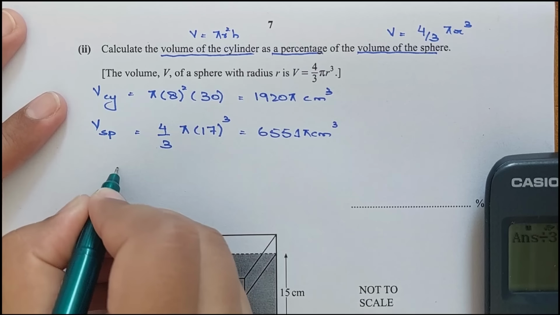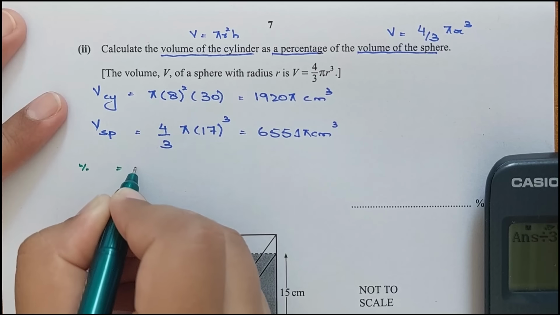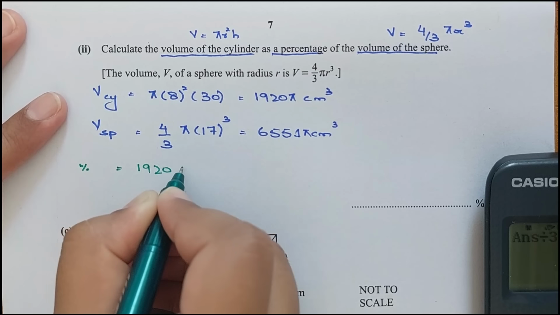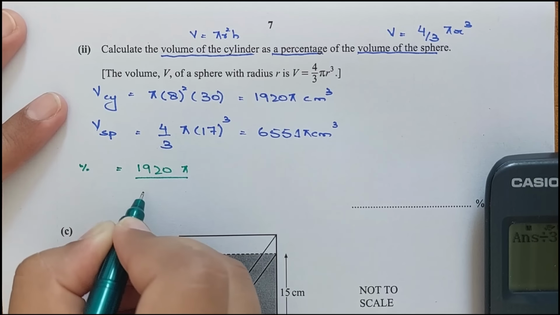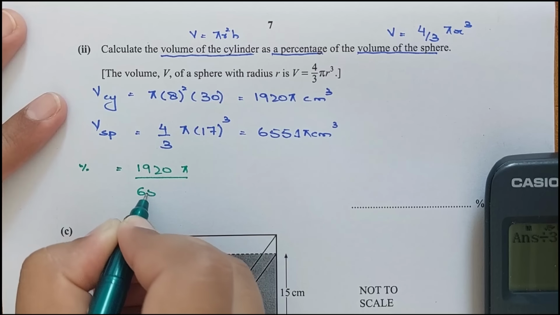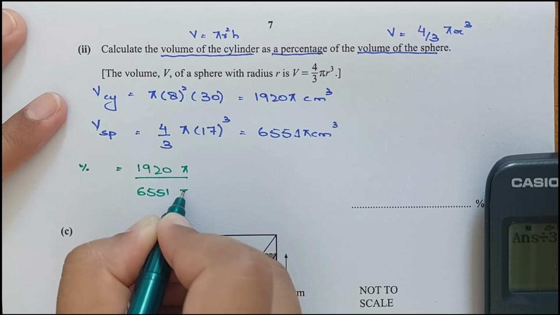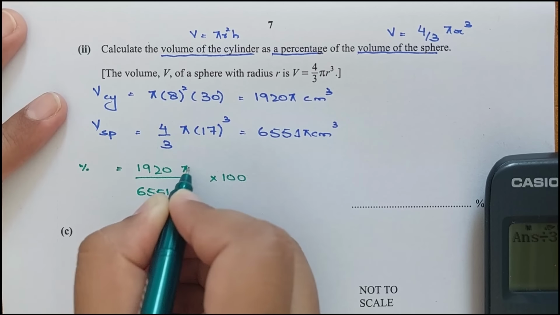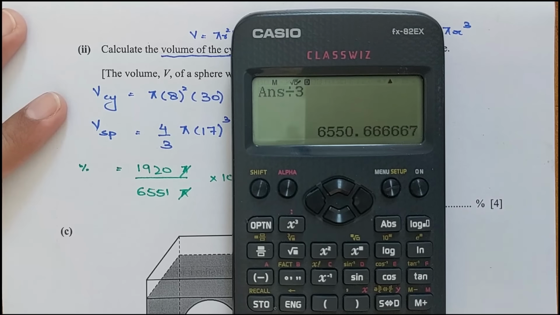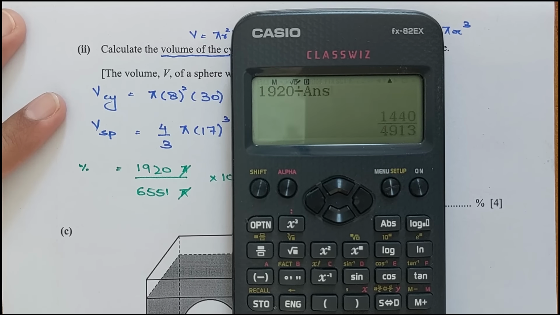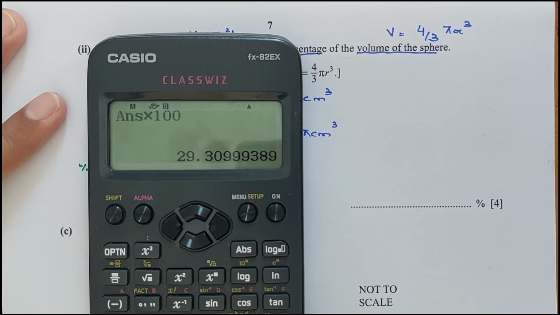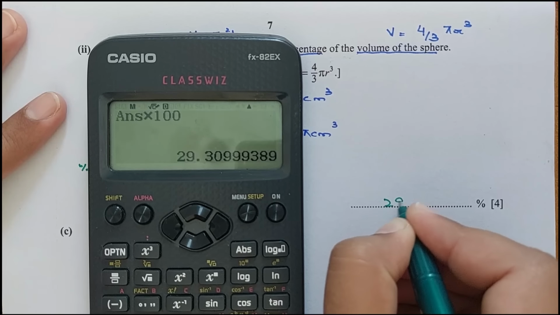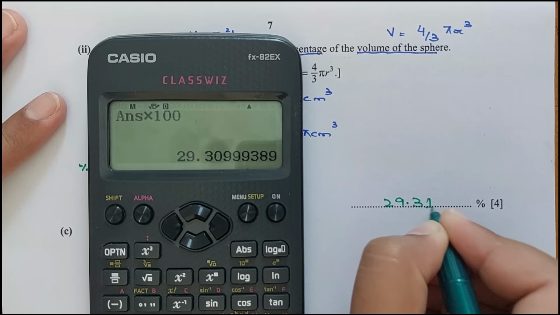Now let me calculate the percentage. The volume of the cylinder is 1920 pi over the volume of the sphere, 655 pi, times 100. Pi cancels with pi. So 1920 divided by 655 is about 0.29, times 100, which is 29.31 percent.